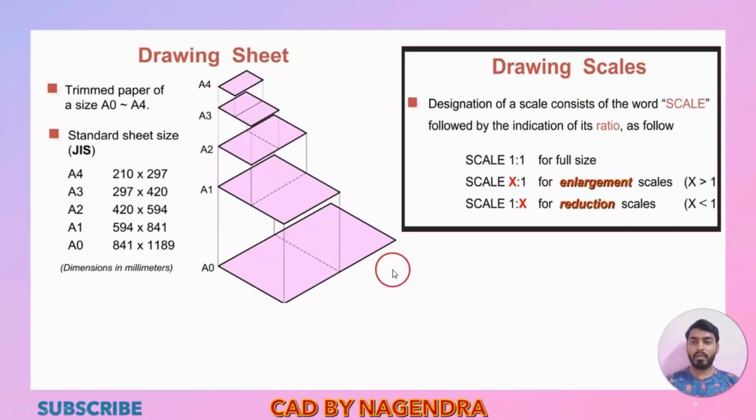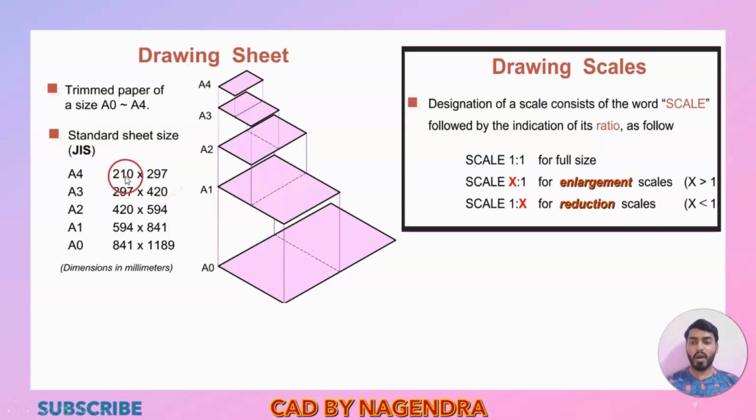So next, as we have discussed the engineering drawing sheet, for drawing sheets we will have different sizes. Here, with reference to the ISO standards, as you can see, for an A4 sheet we have dimensions of 210 into 297. These dimensions are in millimeters. So for an A4 sheet we have 210 into 297.